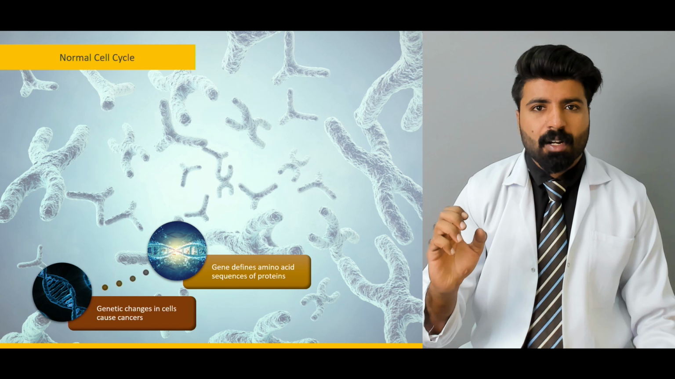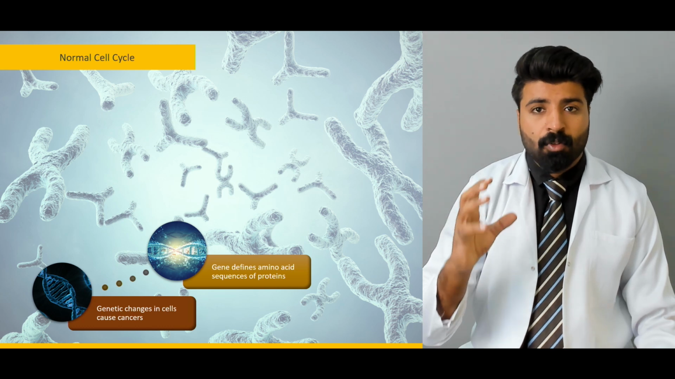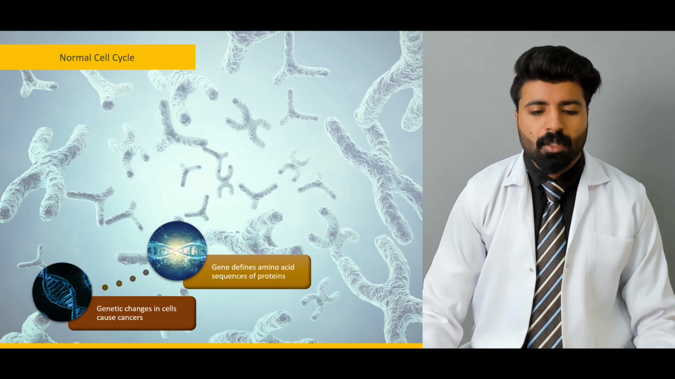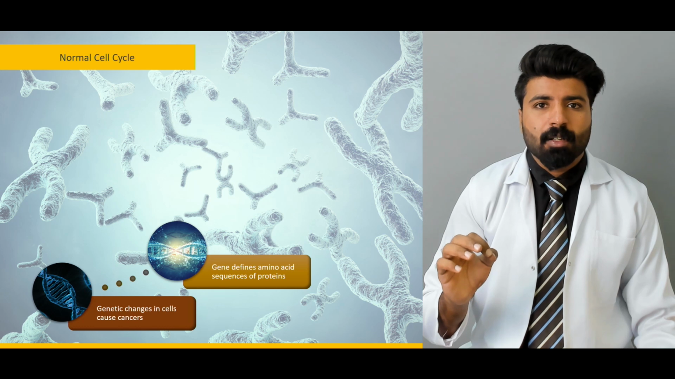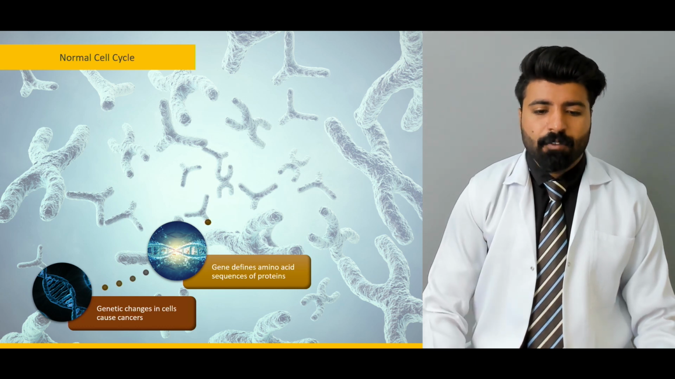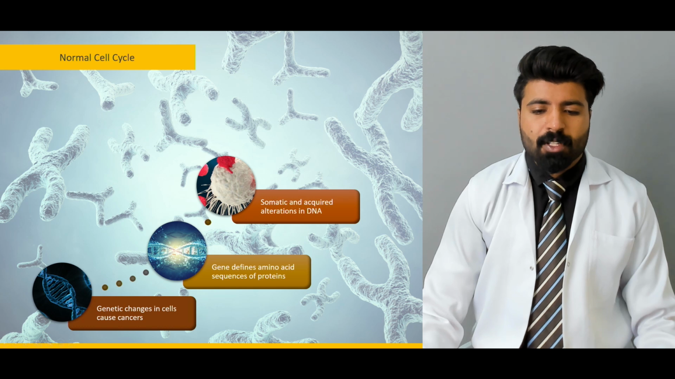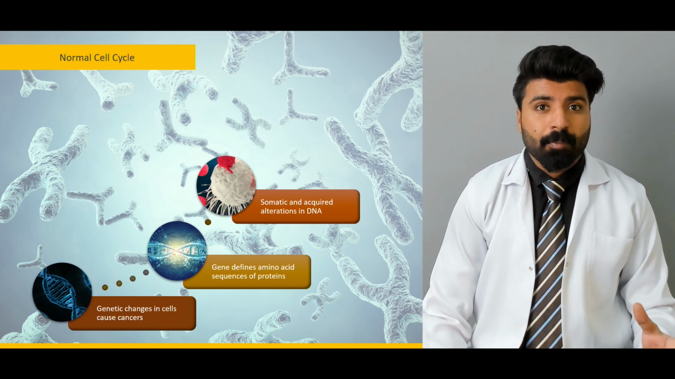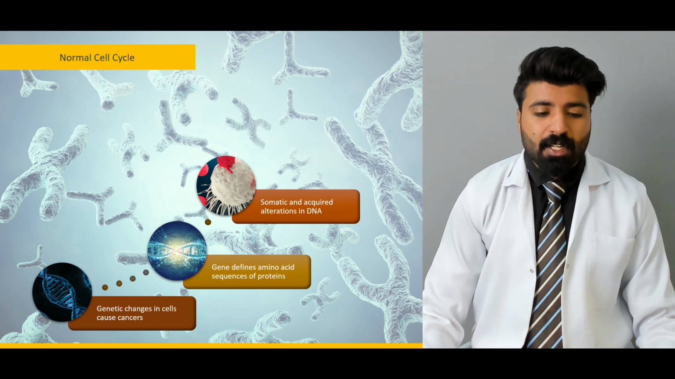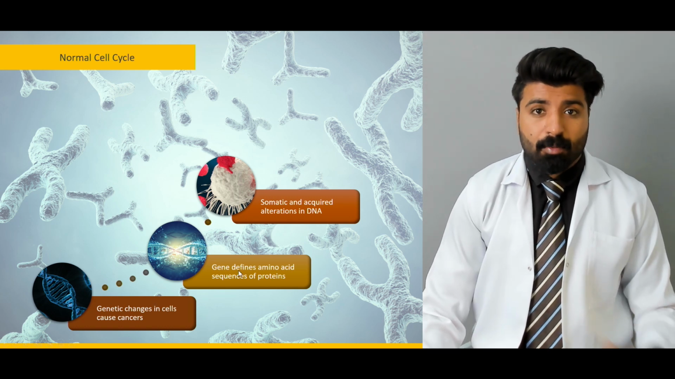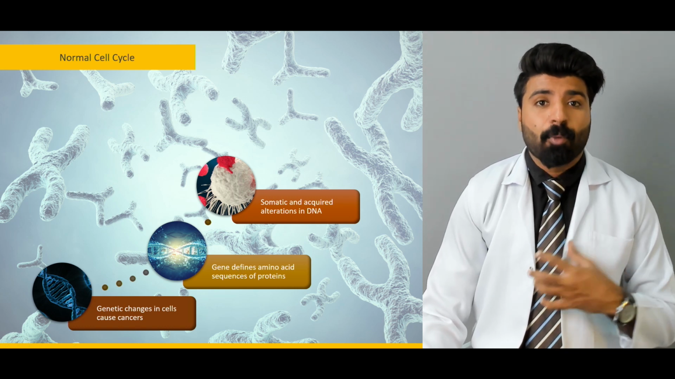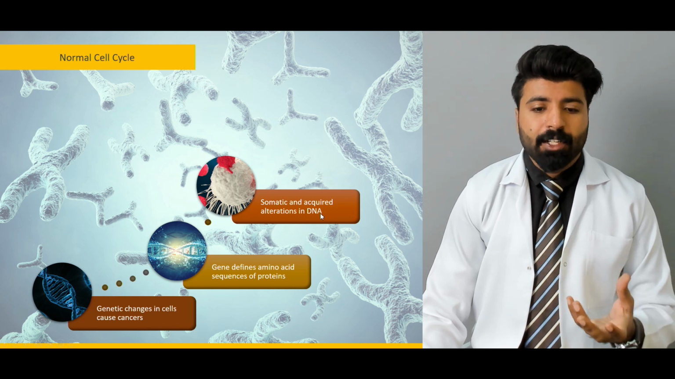And if the amino acids are not normal, if amino acids are of pathogenic nature, they're going to lead to aberrant proteins, not normal. So one way or another, it will lead to somatic and acquired DNA alterations. Somatic cells will be altered, DNA alterations are already happening. Due to those DNA mutations, different proteins are produced which are not of normal nature, which are not normal in our body.